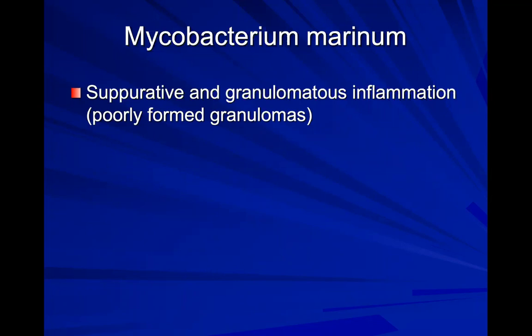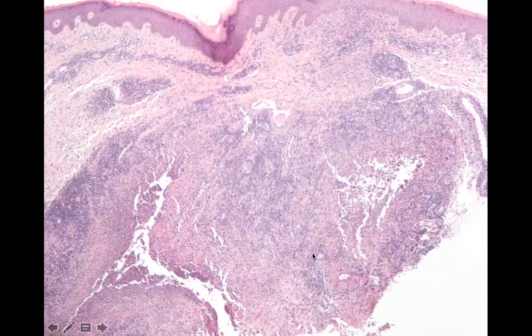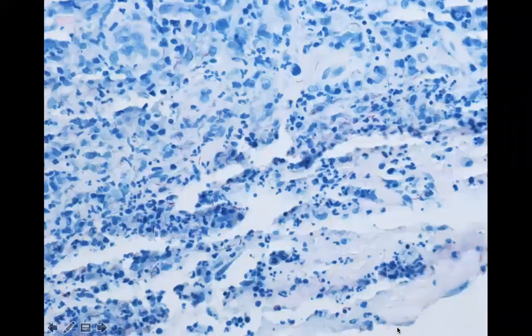Mycobacterium marinum, I present this because we had an outbreak of this in the fish markets, Chinatown fish markets in New York back a few years ago when I was there. And here you're going to see suppurative and granulomatous inflammation, poorly formed granulomas. All right, so here you can see that you have these cells that are pinker and larger, and these are granulomas with neutrophils inside, so suppurative granulomatous, and you might have a lot of tissue necrosis in these areas. One of the keys for finding infection is to look where the neutrophils are. That tends to be where the organisms are.